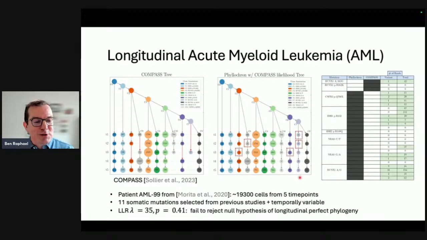And so we can do 2 things. One, we can ask, well, did we reject the longitudinal assumption on this data? And when we do our log likelihood ratio test, we fail to reject the null hypothesis. So we would say there's not really enough support in the data to say that these cells were not present. Okay? So we would say that they are. There isn't this disappearing and reappearing clone.